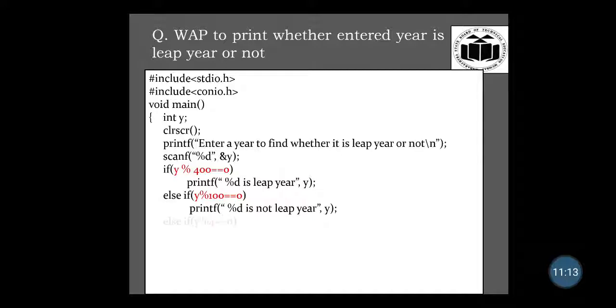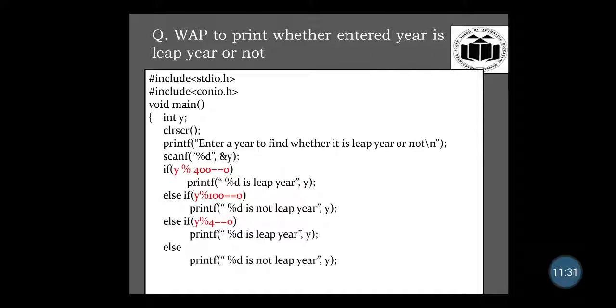Then next condition is, if that years are divisible by 4, then that years are leap years. Otherwise, not leap year, means if a year is not divisible by 4, then the years are not leap years. Here we have to understand one concept. If else is executed as first condition gets true, then second is not checked. If second condition gets true, then third is not checked. Only if first condition gets false, then only second condition is checked.